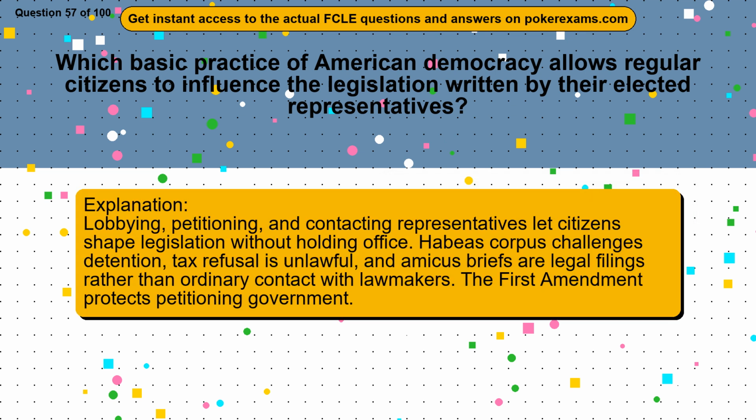Lobbying, petitioning, and contacting representatives let citizens shape legislation without holding office. Habeas corpus challenges detention, tax refusal is unlawful, and amicus briefs are legal filings rather than ordinary contact with lawmakers. The First Amendment protects petitioning government.